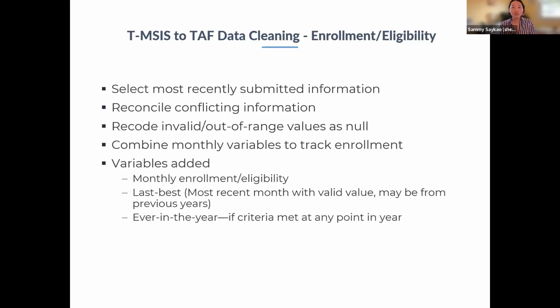So remember that TMSIS retains all the information submitted by states on a monthly basis. So these are sort of used to consolidate all of that information into usable information. So we've got the monthly variables to track program enrollment and benefits throughout the year. They have the last best variable, which essentially they look at the most recent month of the calendar year with a valid value, and they use that. There are some variables such as sex or birth date that may be pulled from other years, but for the non-special variables, they'll just be put as null as last best.